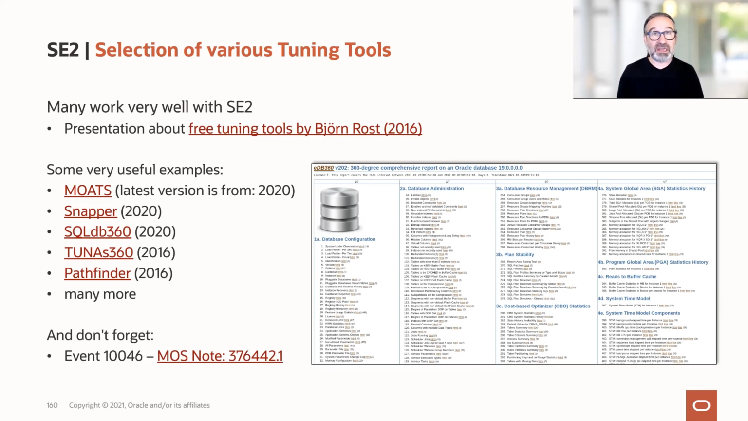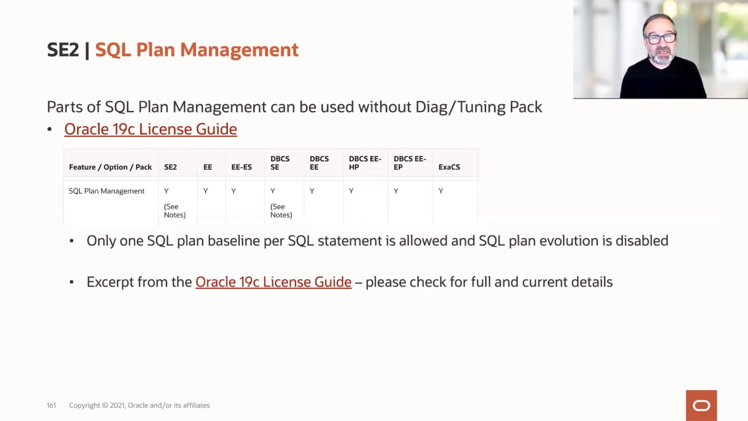Not only on SE2, also on Enterprise Edition, by the way, but most of these tools you can easily use on Standard Edition. Never forget, there's still event 10046. That's SQL Trace, which traces everything, including the recursive statements. So see this My Oracle Support note for more information. And just finally here, SQL Plan Management. A portion of SQL Plan Management is even available in Standard Edition too. So please check the license guide, because there are some restrictions, such as only one SQL plan baseline per SQL statement and a few others. But parts of that is there.